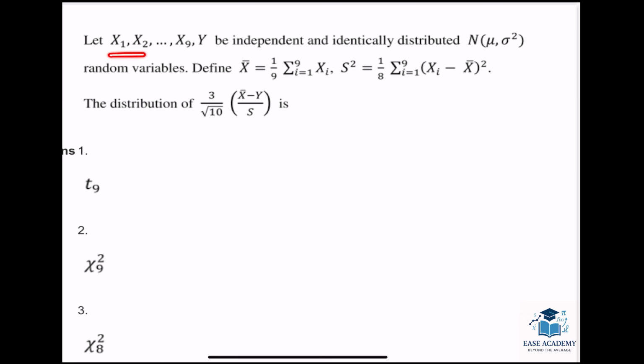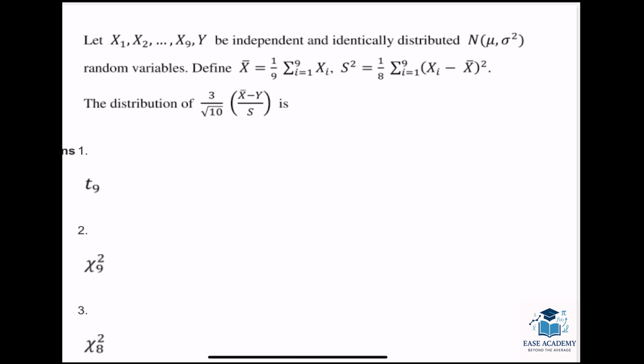Let X1, X2, ..., X9 and Y be independent and identically distributed normal random variables with mean mu and variance sigma square. Define X bar as the usual sample mean, and S square as 1 upon 8, which is the 1 upon n minus 1 structure. If n equals 9, find the distribution of 3 by root 10 times (X bar minus Y) upon S.